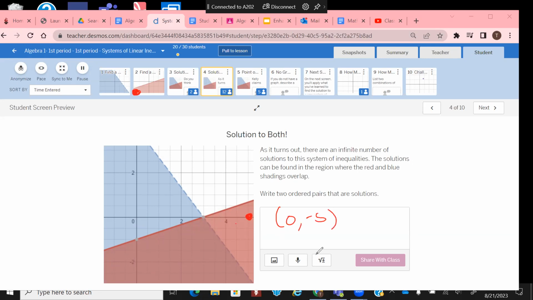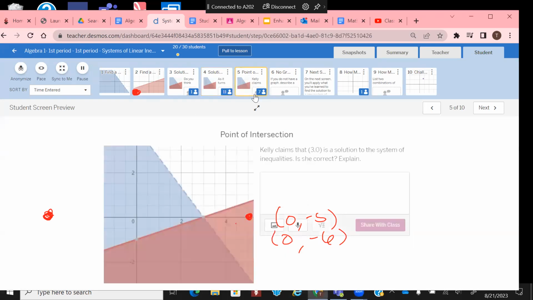What else would work? -6. Well, that would be over here, right? Remember that first term is your left and right. 0, -6 would work. Okay. All right. What about 3, 0? Is that going to be a solution? Because why? Because it has a dotted and a solid line.